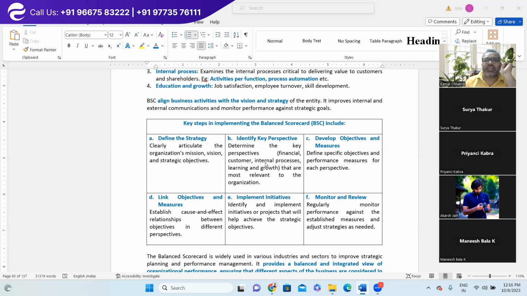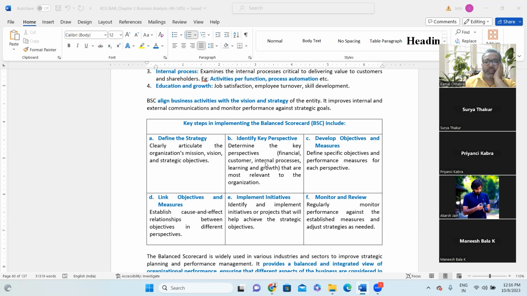The fourth one is linking objectives and measures. You have objectives at one place and measures at another place. How do you want to link them so that you can achieve the overall business objective, which is establishing a cause and effect relationship between the objectives in different perspectives. The fifth one is implementing initiatives, identifying and implementing initiatives or projects that will help achieve the strategic objectives.